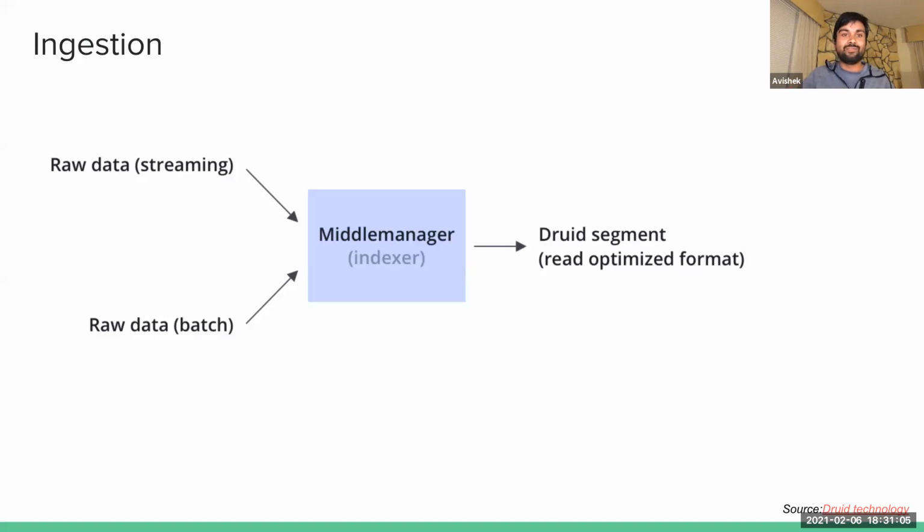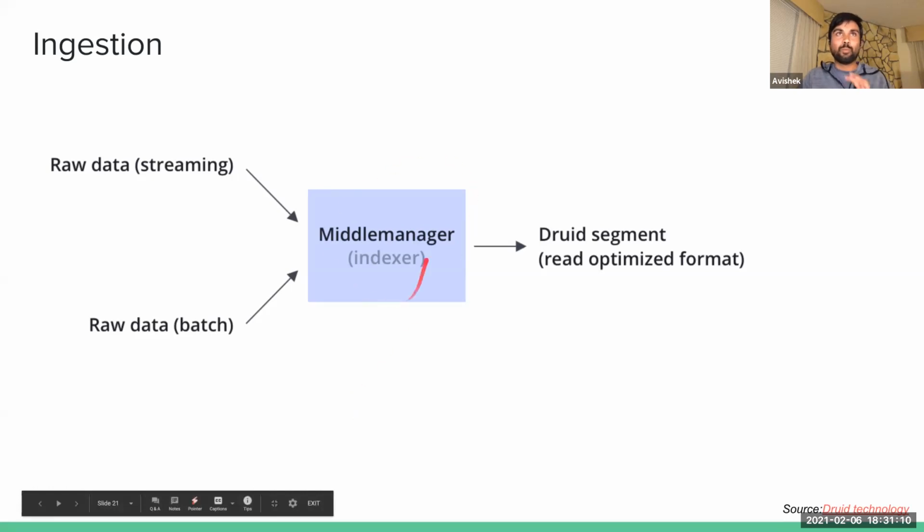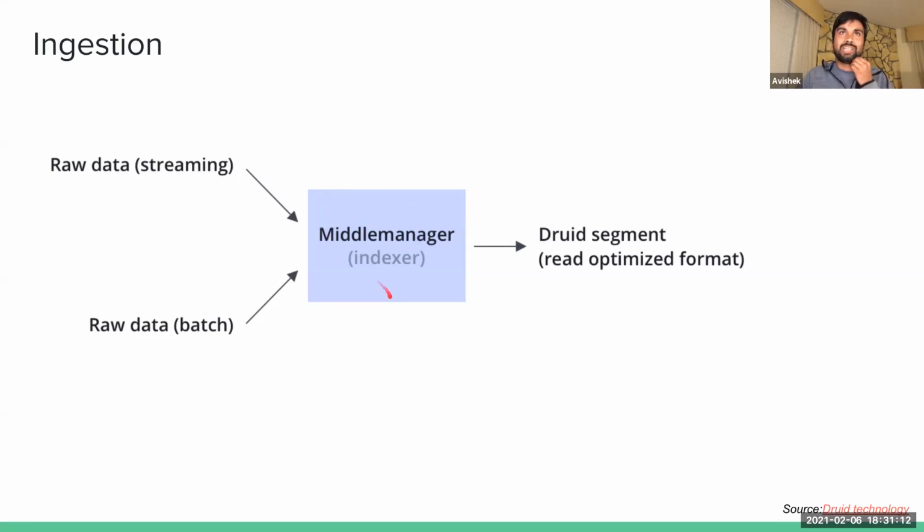And what happens in Druid ingestion? There's a component called the middle manager, also known as the indexer, which is responsible for taking in raw data, either in a streaming workload or a batch workload. It indexes the raw data and then outputs Druid segments. So it's ingesting raw data and outputting Druid segments, which are optimized for read.